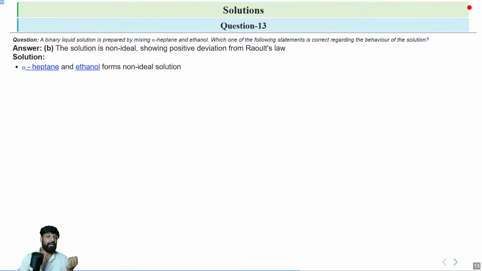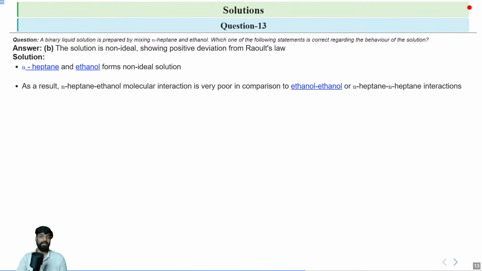First of all, as I said earlier, the nature of the two given components is different. One is polar and the other one is non-polar. As a result of it, it will form a non-ideal solution. But what kind of non-ideal solution? So N-heptane and ethanol, since they have different natures, will show poor interaction between them. Okay, so if both are polar, the interaction will be very good. But since one is polar and one is non-polar, the interaction is bad.